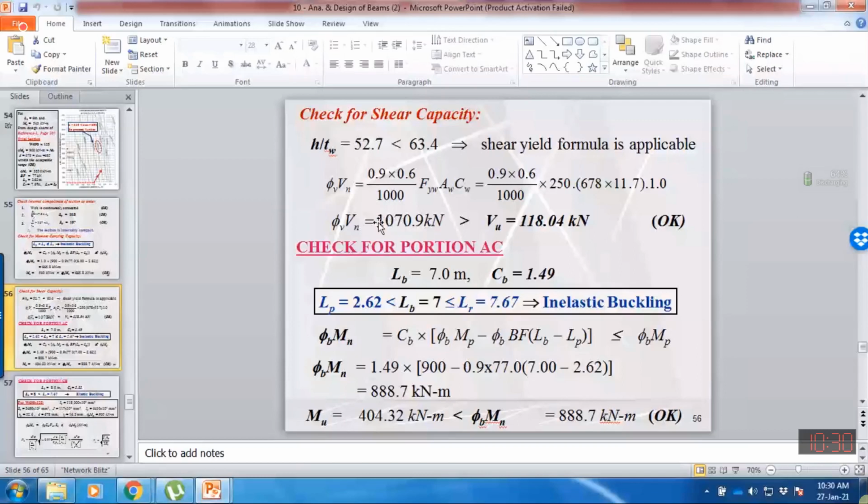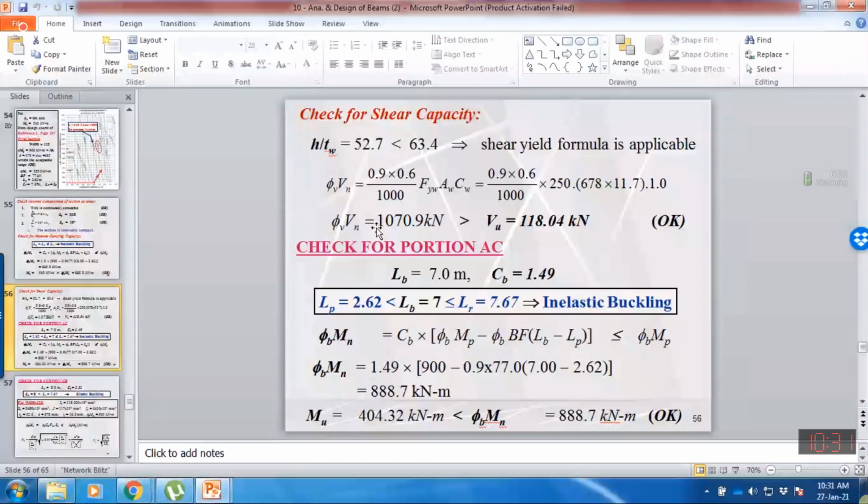If you want to select a section which has shear capacity maybe 150, just more than this 118, that section will not be satisfying the bending moment criteria. It means that in this case, we cannot optimize this. We have to select or use the same section.